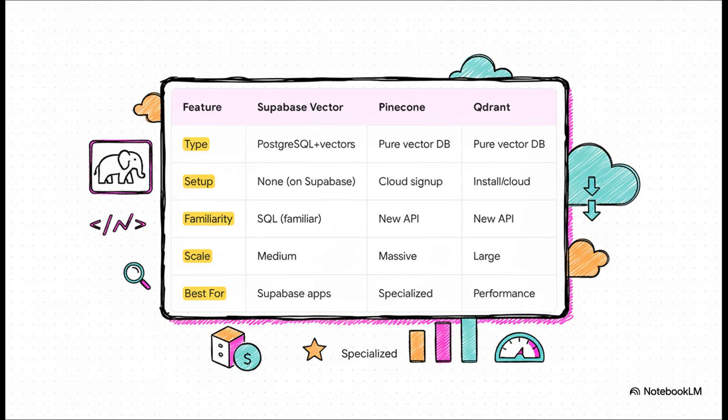So when you put it side by side with the big specialized databases like Pinecone or Qdrant, the trade-off is crystal clear. Supabase isn't trying to be the most ridiculously performant, massive-scale vector database on the planet. Its goal is to prioritize integration and an amazing developer experience for full-stack teams.